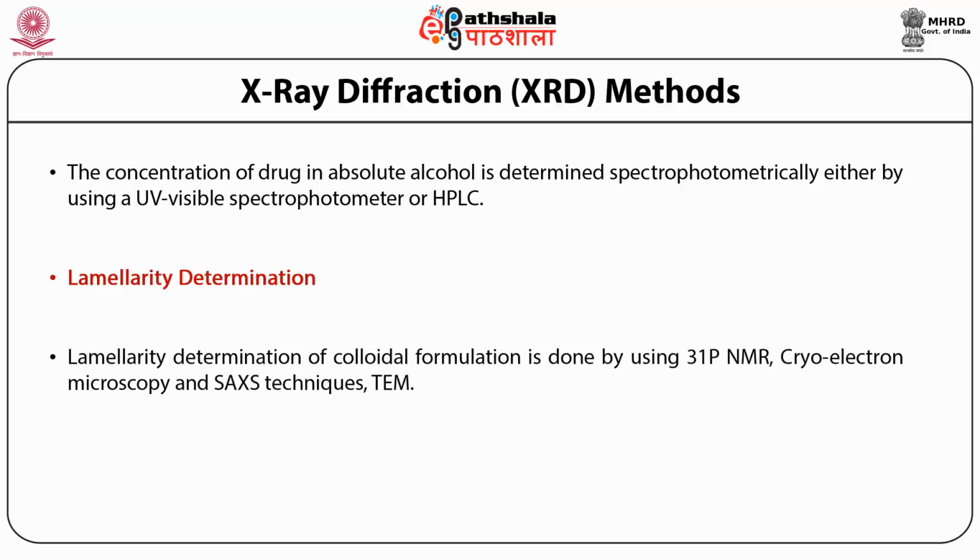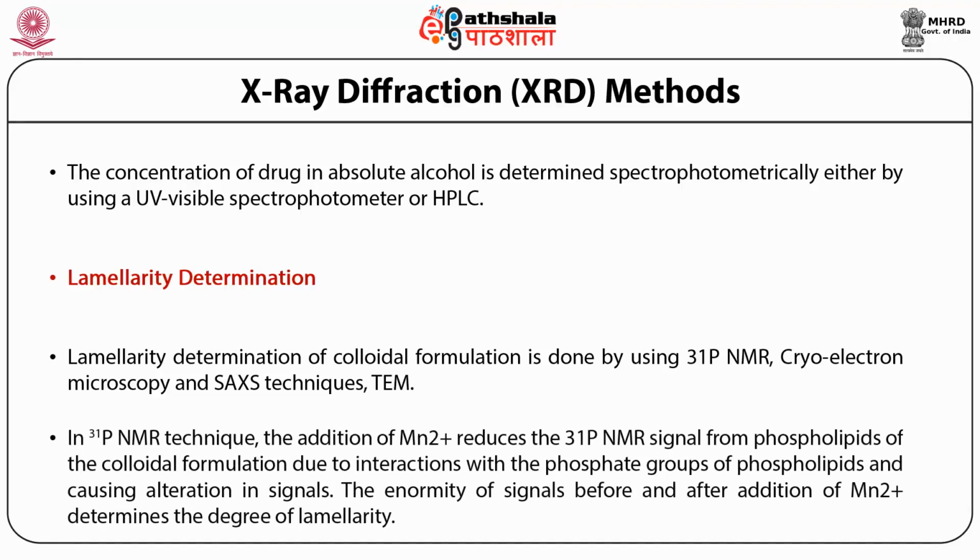Lamellarity determination of colloidal formulation is done by using P31 NMR or cryo-electron microscopy or SAXS techniques or transmission electron microscopy. In the P31 NMR technique, the addition of manganese reduces the P31 NMR signal from phospholipids of the colloidal formulation due to the interaction with the phosphate groups of phospholipids, causing alteration in signals. The magnitude of signals before and after the addition of manganese determines the degree of lamellarity.